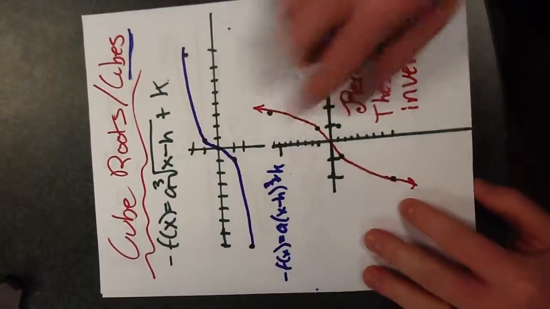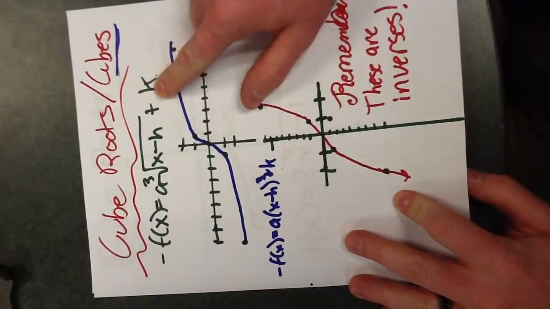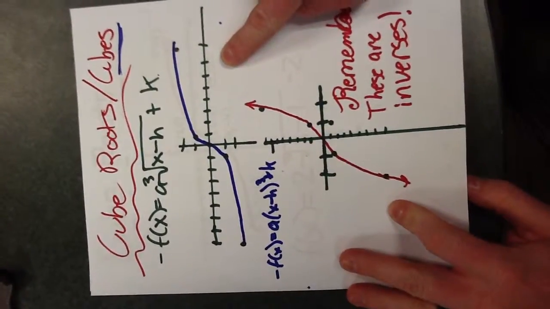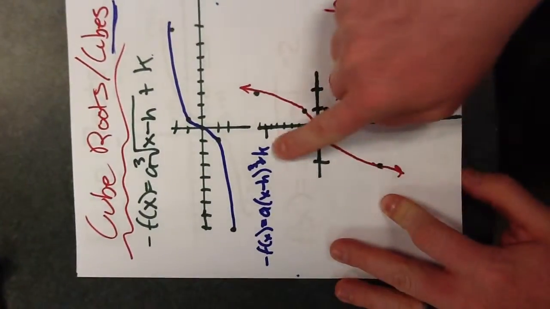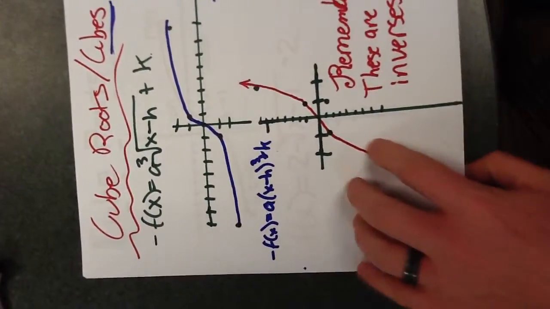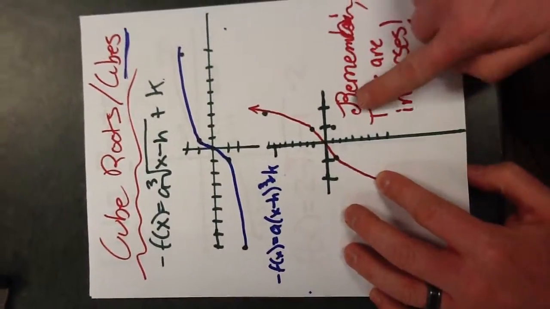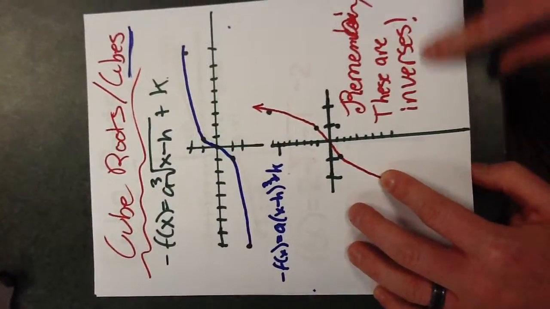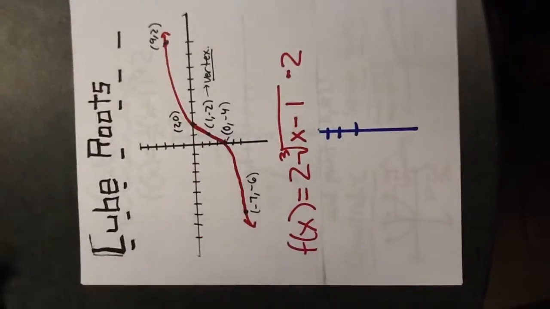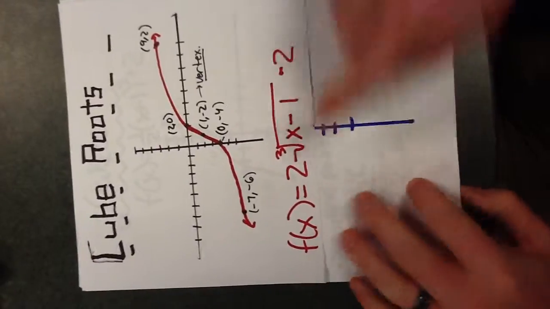Cube roots and cubes. Here's the parent function, and here's what the parent function looks like. Once again, here is the parent function. It's important to remember these are inverses. Cube roots. Here's one.